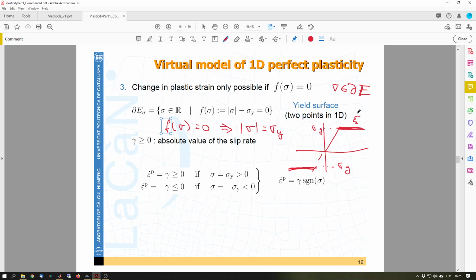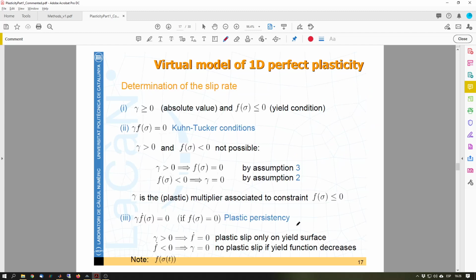And whenever we are at the other end, my epsilon p dot is going to decrease, and we call this equal to minus gamma. But gamma is always going to be positive. Said otherwise, my plastic strain rates are going to be gamma, which is positive, multiplied by the sign of sigma. When stresses are positive, plus gamma, and when stresses are negative, minus gamma. A way to write that succinctly. So we more or less have all the ingredients to describe our problem.